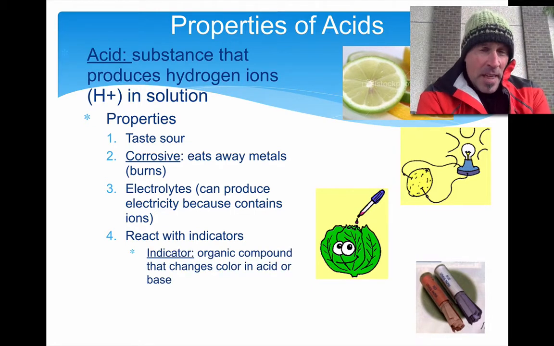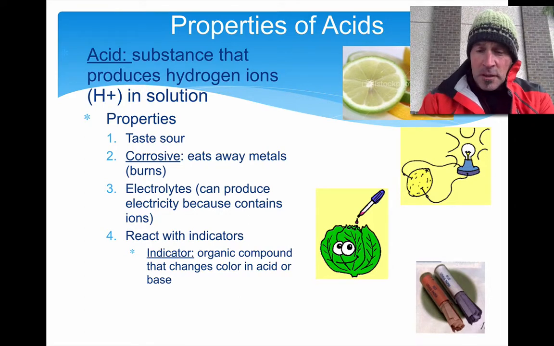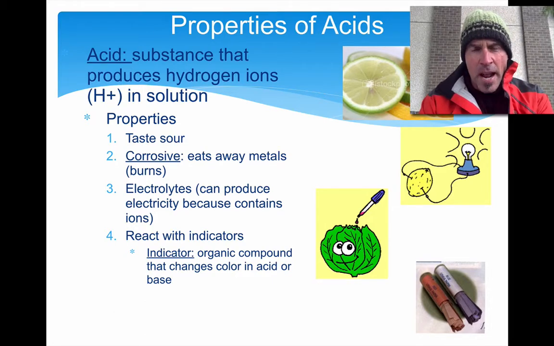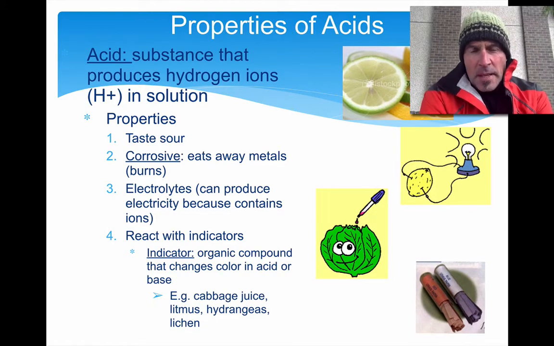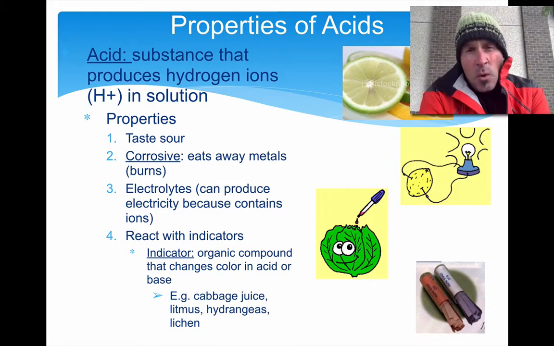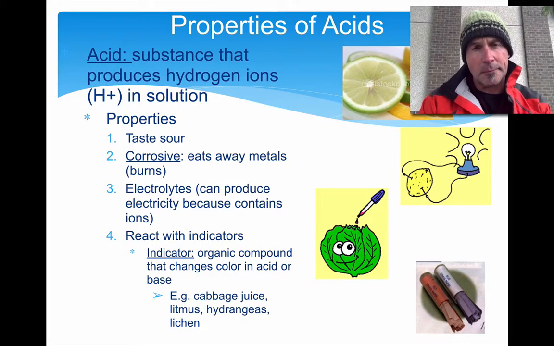All right, so an indicator, what that is, it's an organic compound that changes color in either an acid or a base, depending on the presence or absence of, in this case, hydrogen ions. All right, so like I said, an example is cabbage juice, litmus, hydrangeas, lichen, or phenol red.